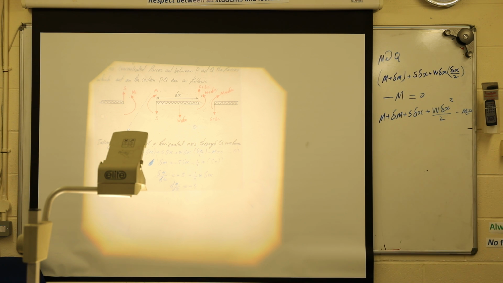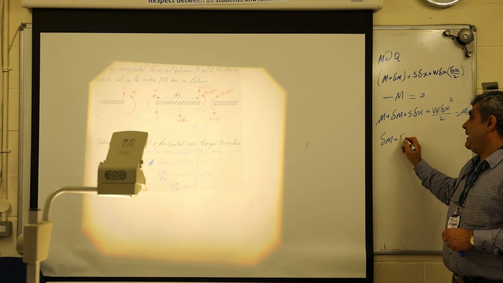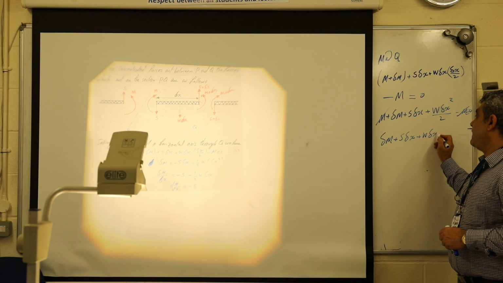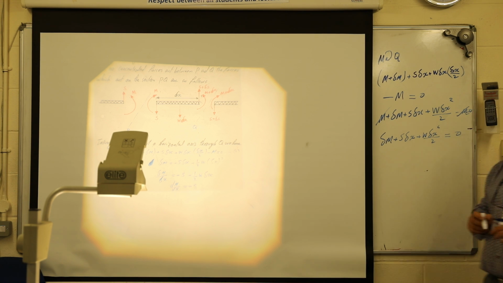Yes? So if I simplify, what's going to happen? These M and these M are going to cancel each other. Then you're left with delta M plus S delta x plus w delta x squared divided by 2 equals naught. What does it mean? Delta M stands for extra moment, a little bit of increase in the moment. Look at the beauty of that.